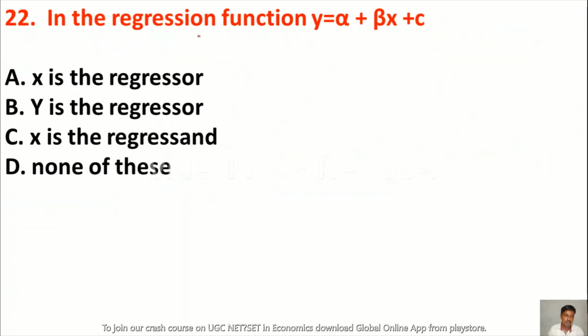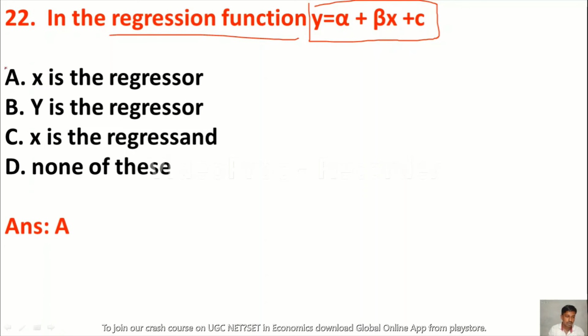Question number 22. In the regression function, y is equal to alpha plus beta x plus u. Option A, x is regressor. Option B, y is regressor. Option C, x is the regressand. Option D, none of these. So in this regression function, here x is known as the regressor. So option A, x is known as the regressor.